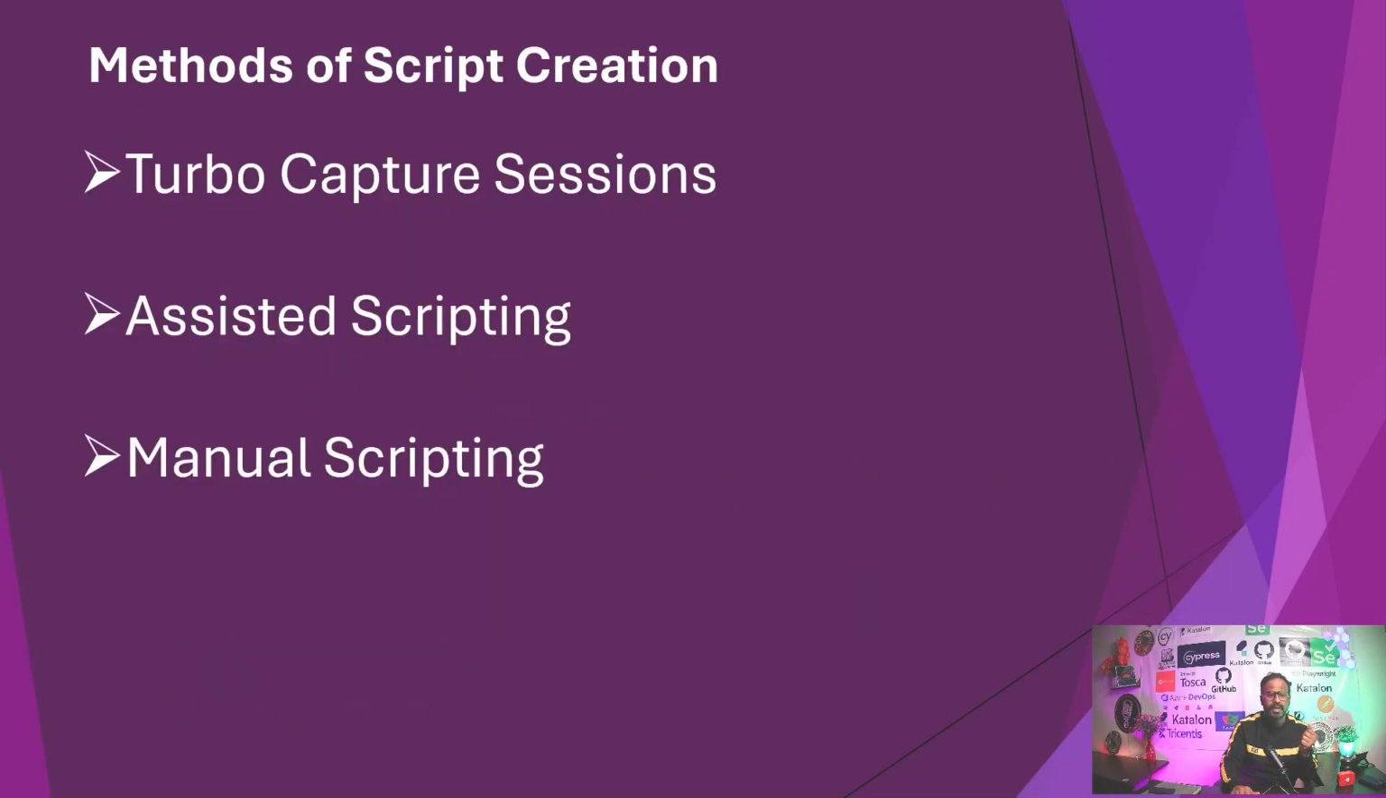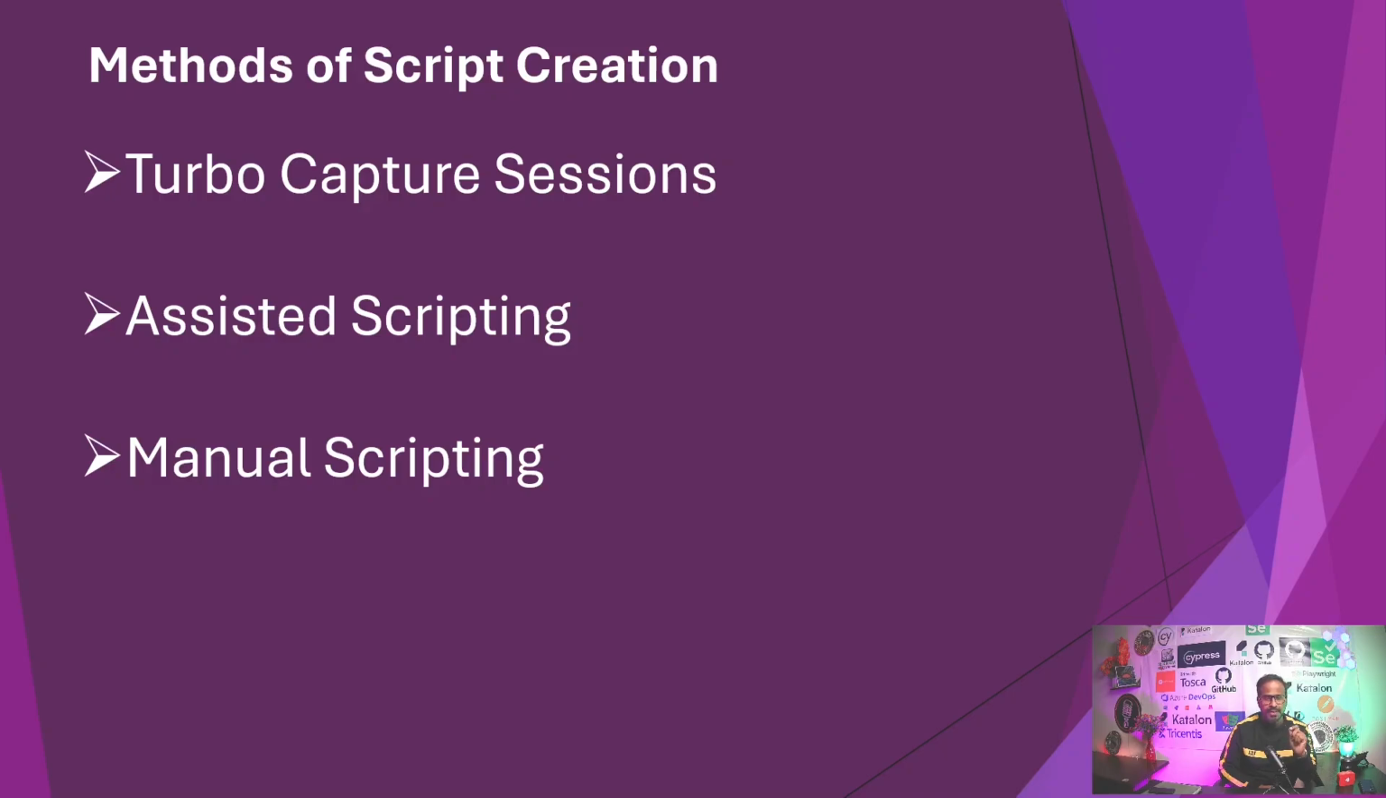Now our next agenda, which is important: methods of script creation. So in Eggplant Functional, you can create scripts in 3 different methods. First one is turbo capture sessions. Second one is assisted scripting. Third one is manual scripting. Now let me walk you through, at a very high level, what these three different methods are.